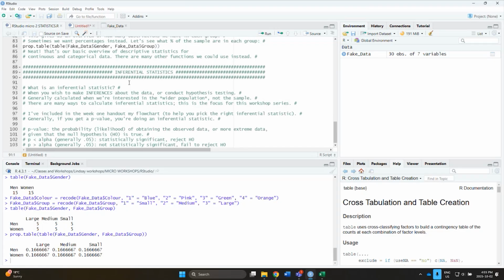There are many ways to calculate inferential statistics, and that's the focus of the rest of the workshop series. So next, in 2 weeks from now, we're doing a chi-square test, for example, which is one kind of inferential statistic.